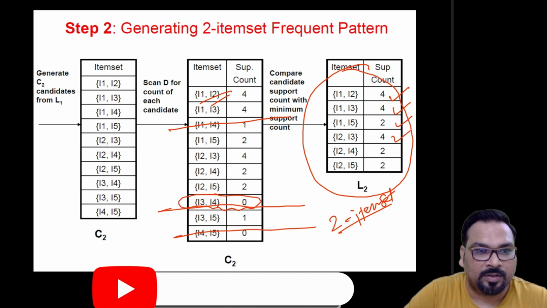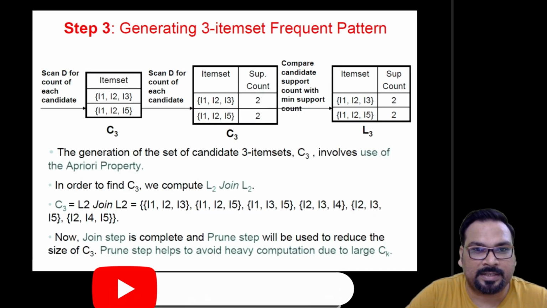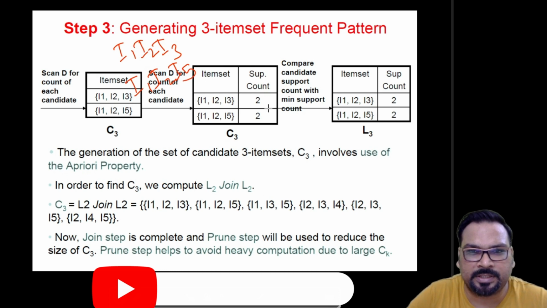After this, again we will do 3 item set. So we have only these 2 possibilities, I1, I2, I3 and I1, I2, I5. There could be other possibilities, but they may not qualify that criteria, minimum support. So minimum support should be 2. So if minimum support is 2, we will include into L3 set.